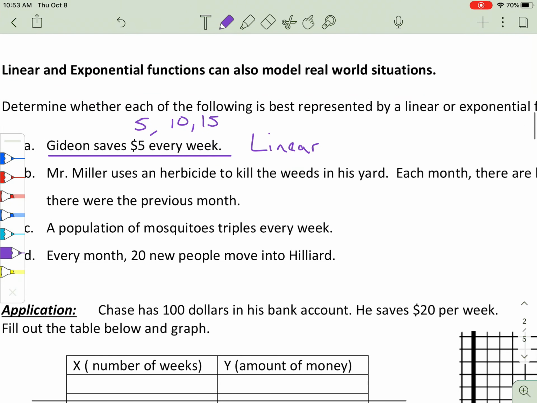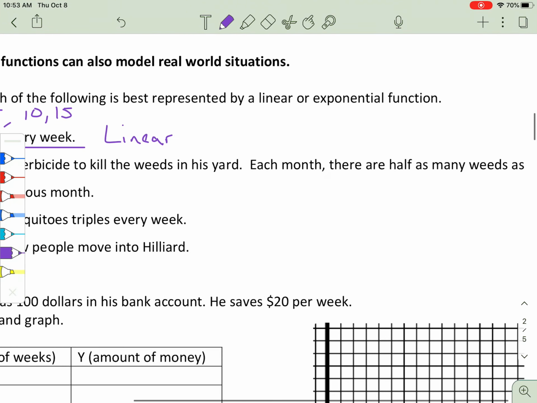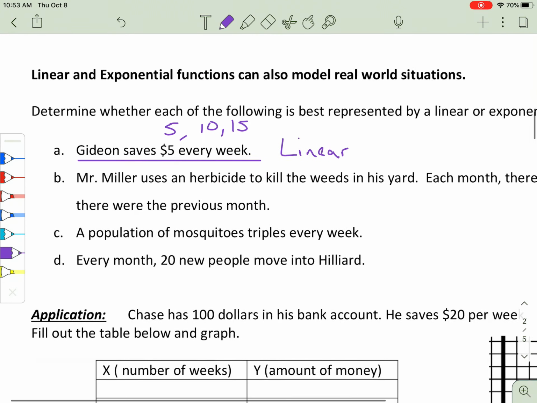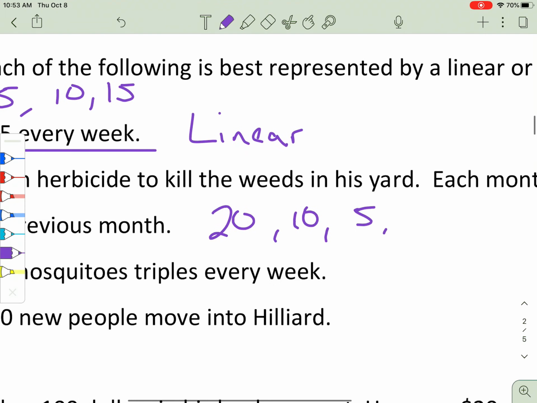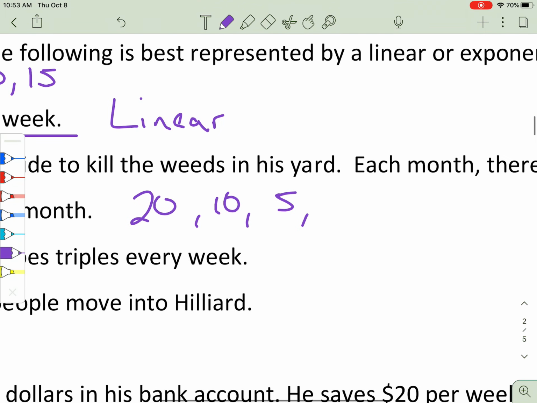Mr. Miller uses a herbicide to kill the weeds in his yard. Each month, there are half as many weeds as there were the previous month. Okay, so let's just go with an example. 20 weeds, 10 weeds is half, 5 is half of that. Well, that's dividing by 2, right? Or multiplying by 1/2, so this is exponential.